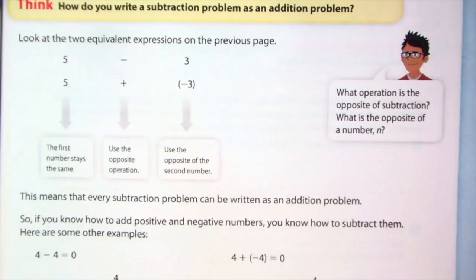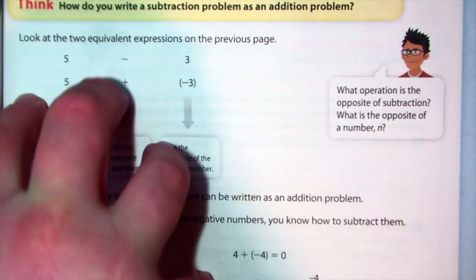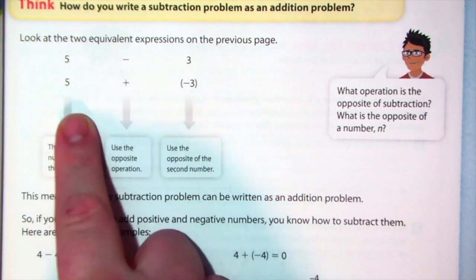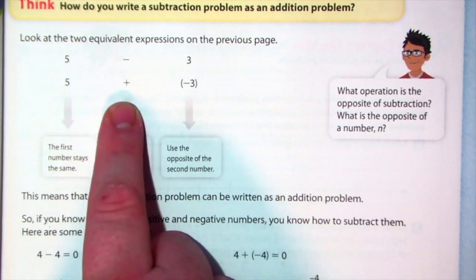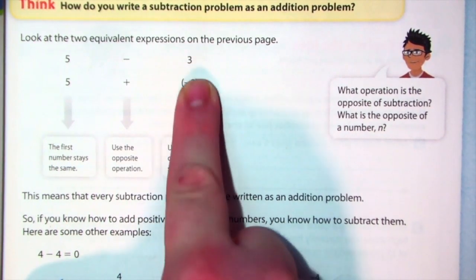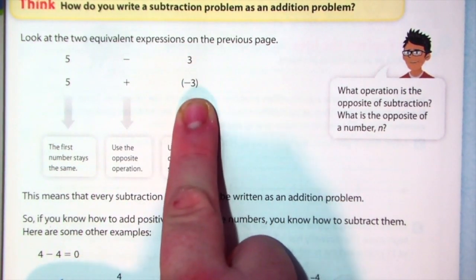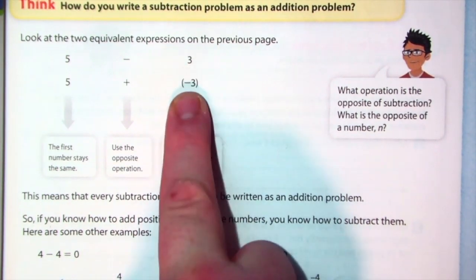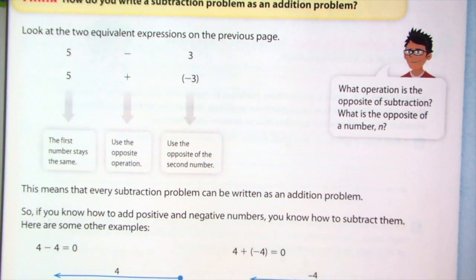So take a moment to study this, pause your screen, so that way you can really memorize this portion right here. This says basically if you have 5 minus 3, you can change it to an addition sign, which was what we did in our notes, and then change this to the inverse of positive 3, which would be negative 3. Very good. So say it with me. The inverse of 3 is negative 3. So that means that every subtraction problem can be written as an addition problem. So if you know how to add positive and negative numbers, you basically know how to subtract them.